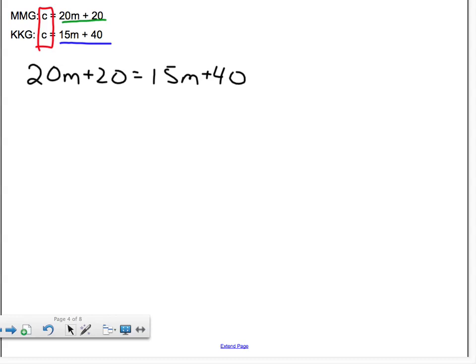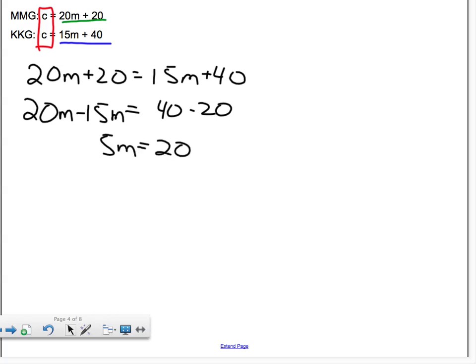So we're going back to 2 units ago, solving for one variable in an equation. Here I'm going to subtract 15m from both sides, and then subtract 20 from both sides. So I'm left with 5m, and I'm left with 40 minus 20. And here I'm left with 5m is equal to 20. To isolate for m, I need to divide by 5.